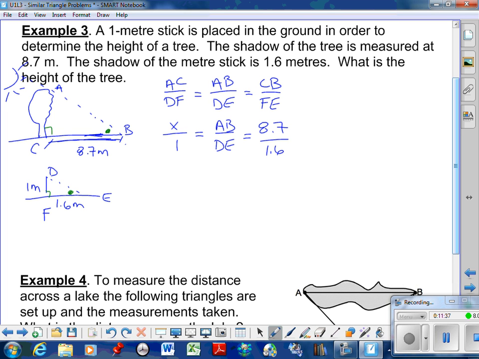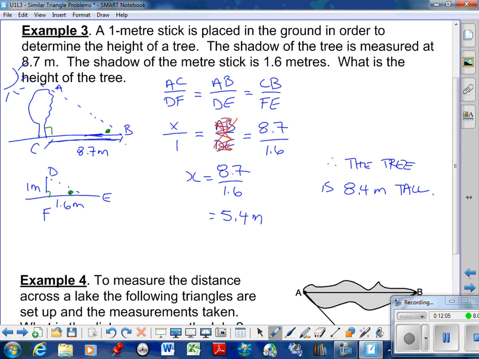Again, that middle fraction, she's a no good. We get rid of her. And the nice thing is x divided by 1 is just x. So we just have to hit 8.7 divided by 1.6 on the calculator. And we end up with 5.4 meters approximately. So therefore, the tree is 8.4 meters tall. There we go.